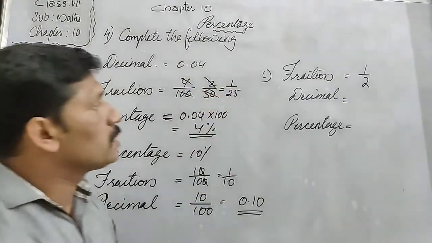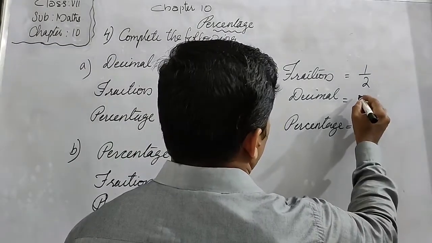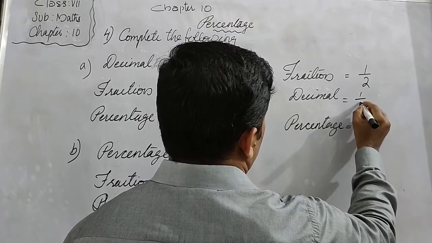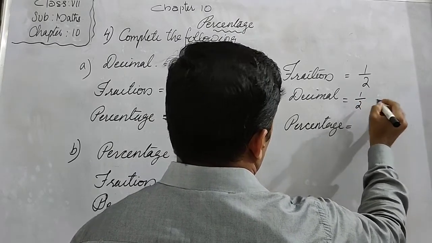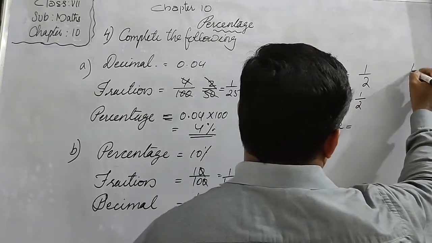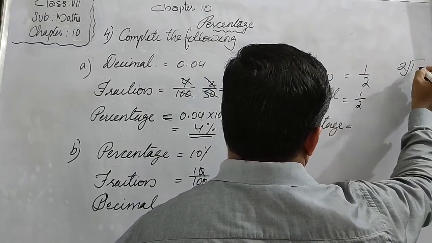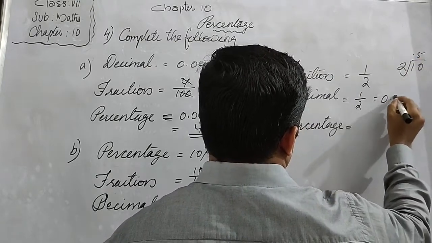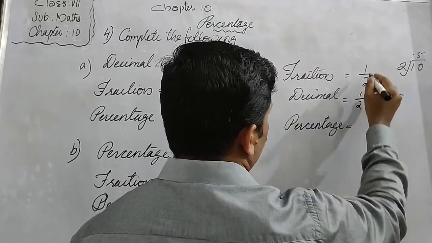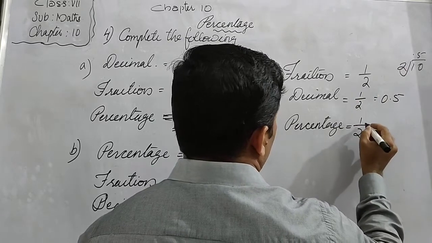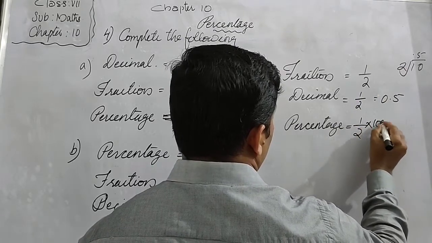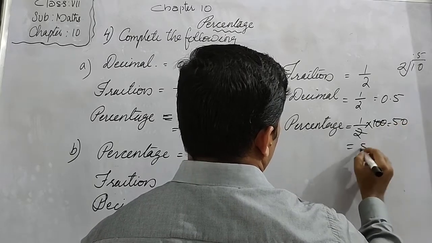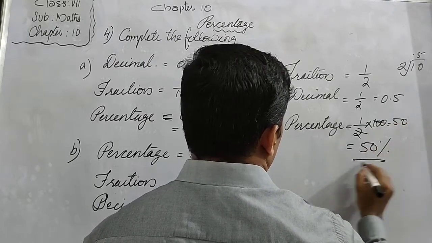Next question, question number C, fraction. This fraction should be changed to decimal, so what we are doing is dividing the numerator by the denominator, that means 1 divided by 2. Here 0 and 0.5, that means 0.5. And for percentage, this fraction into percentage, we multiply that fraction by 100, then we get 50. That means it is equal to 50%. So it is converted into percentage.